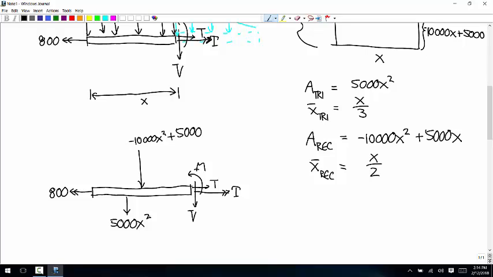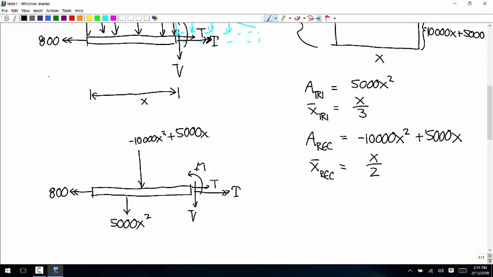Okay, so this sort of looks like it might be a negative value, but notice that this is only valid for x's from 0 to 0.5. And so as long as you're between 0 and 0.5, this is positive. That should be 5,000x, right? Yes. Any questions about that? Okay.